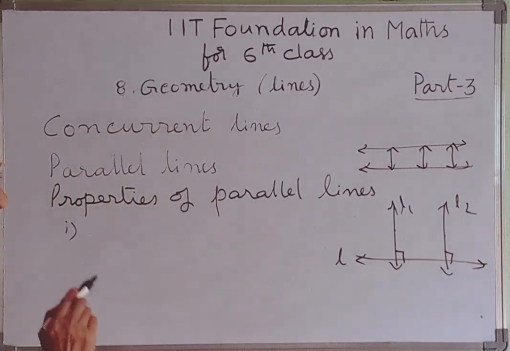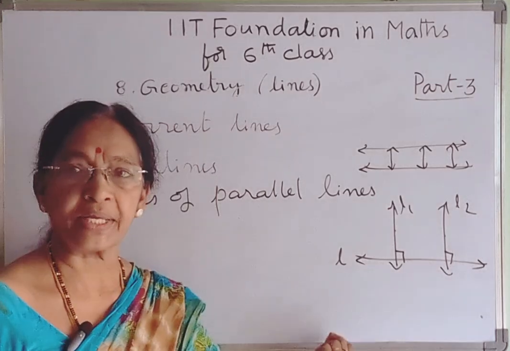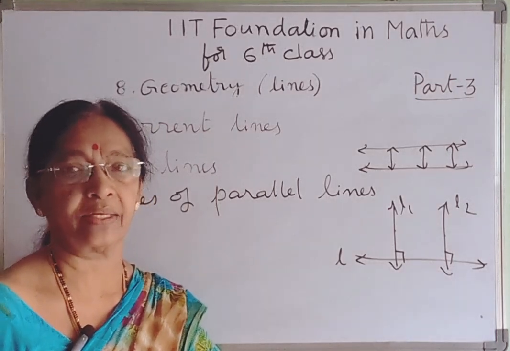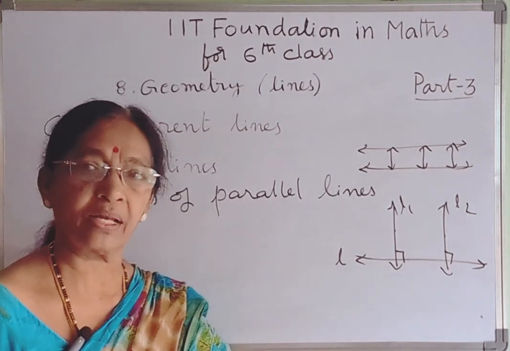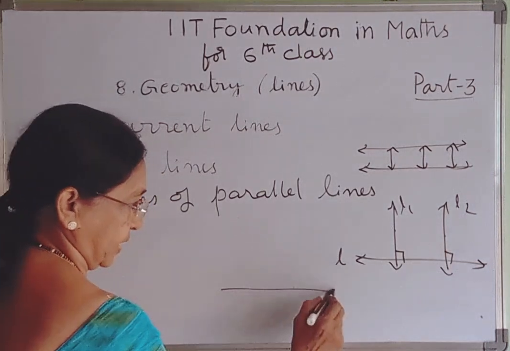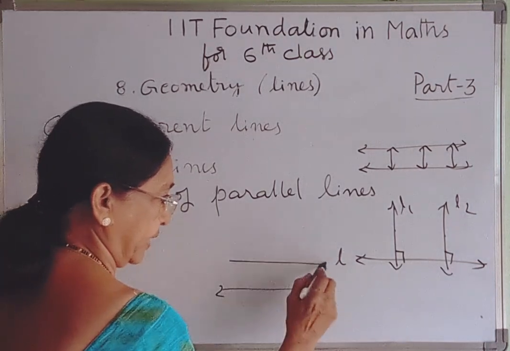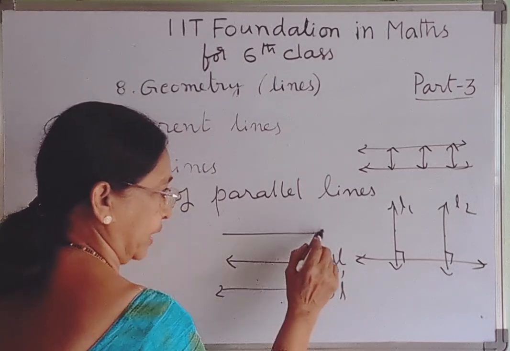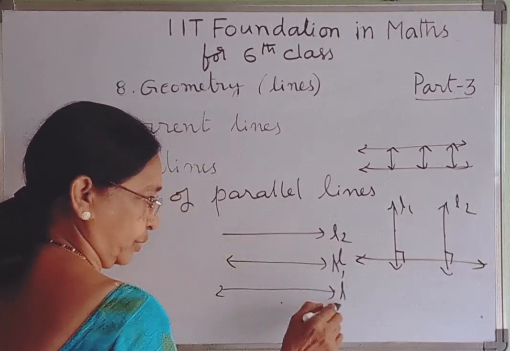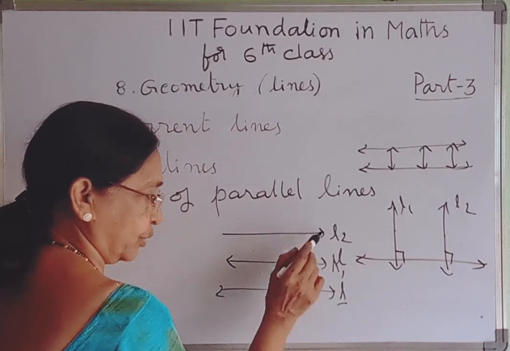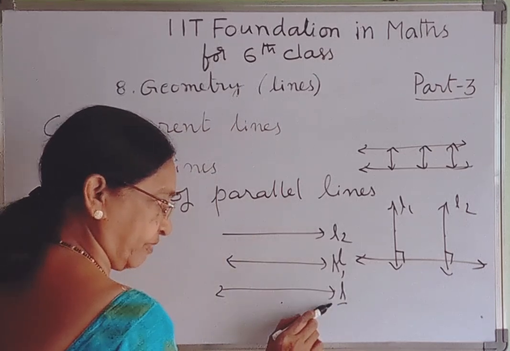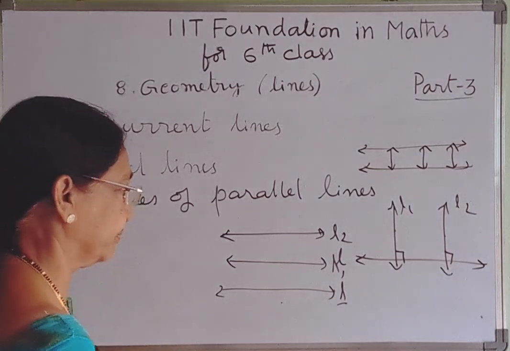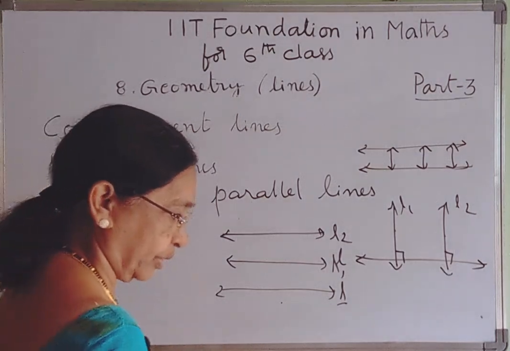Next, third point. If two lines are parallel to a third line, a given line, then the two lines are parallel to each other. That is, it is a given line L, and a line L1 is parallel to this line L, and again L2 is parallel to L. So L1 and L2 are separately parallel to the given line L. Then the two lines are parallel to each other. That is the third point.